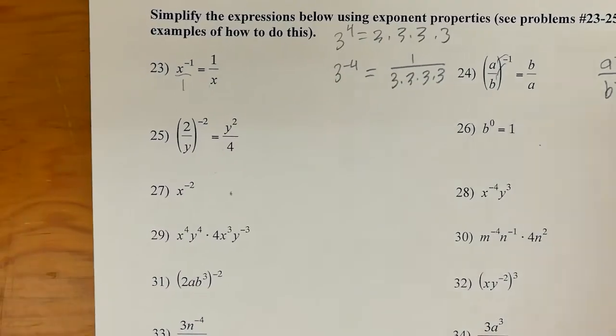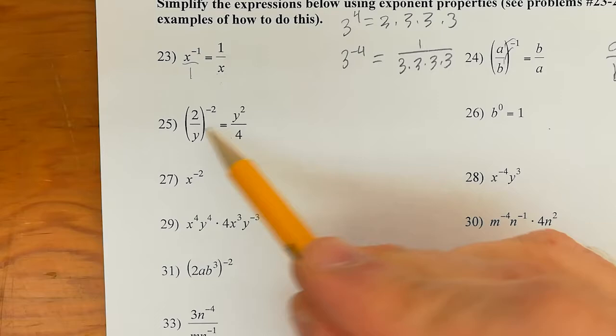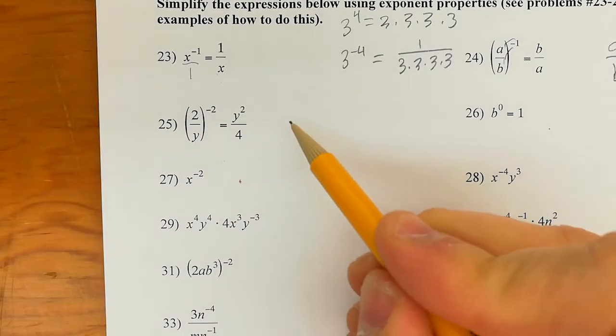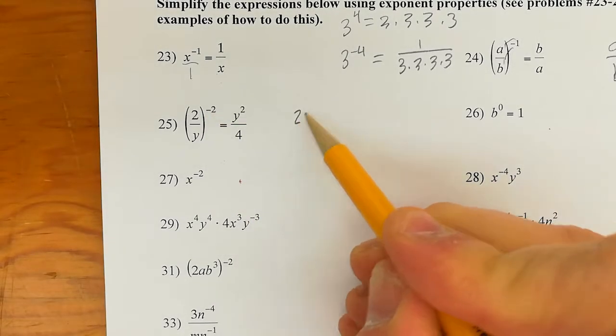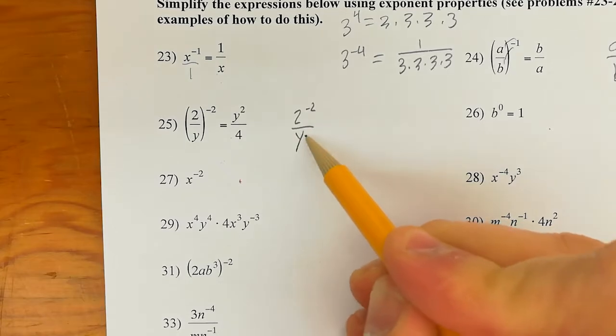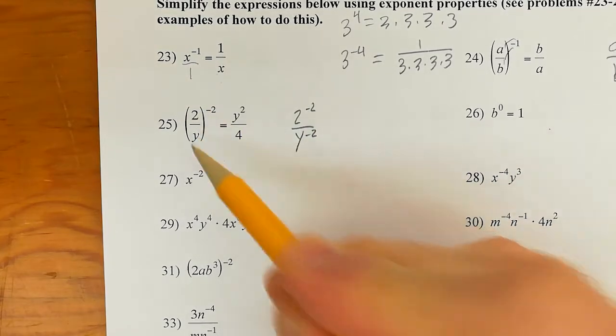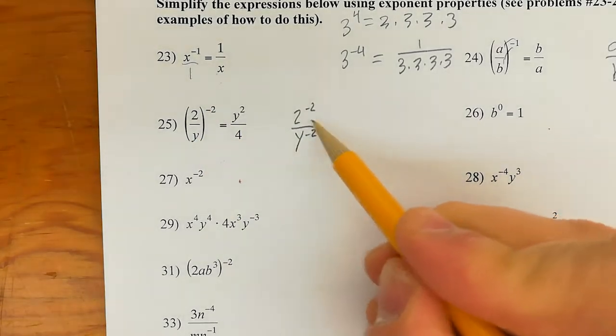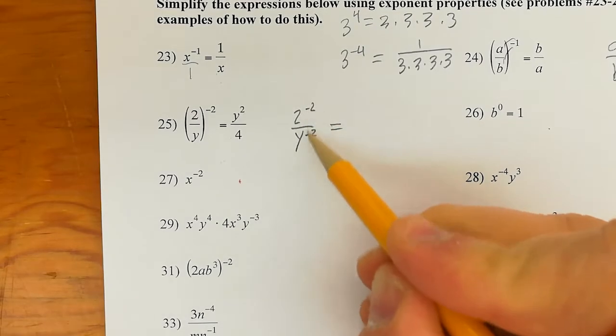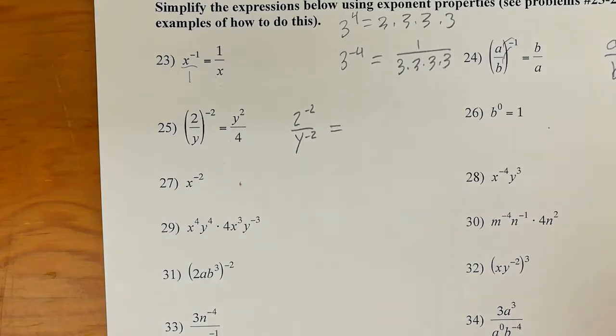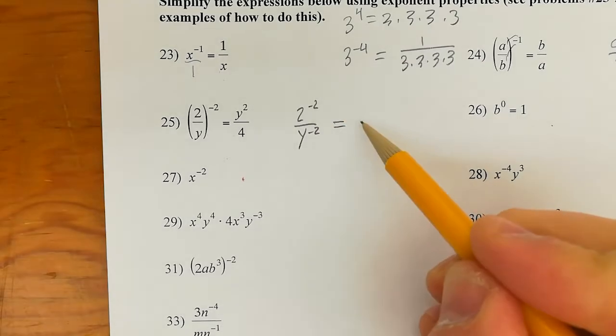Okay, 25. Again, this is a little bit of a leap from here to here, so let me do this in another step. You could think of this as 2 to the negative 2 over y to the negative 2. That can apply to both these. It's using the power rule. And then, again, the negative exponents, you can think of it as they're in the wrong spot.